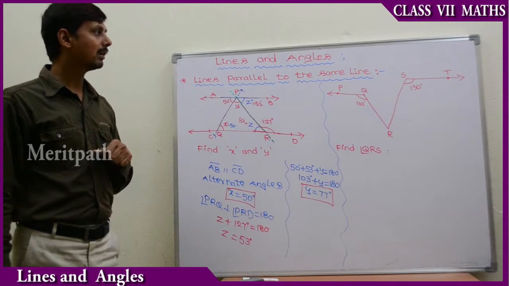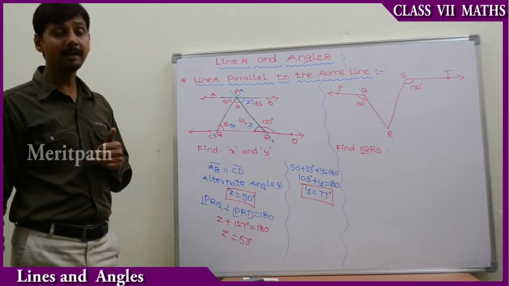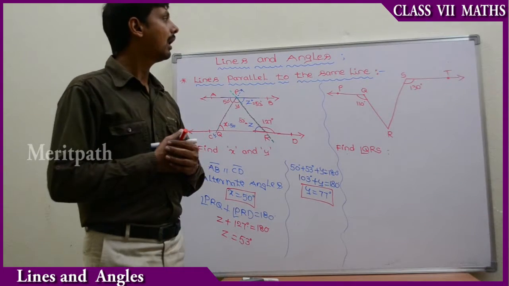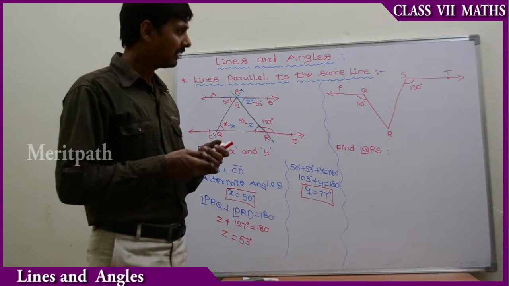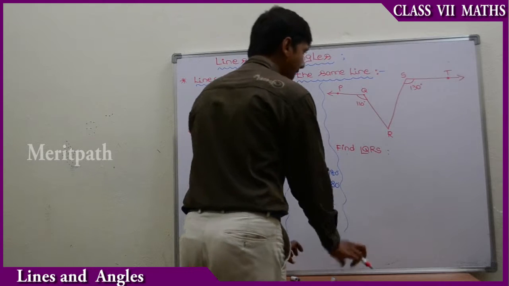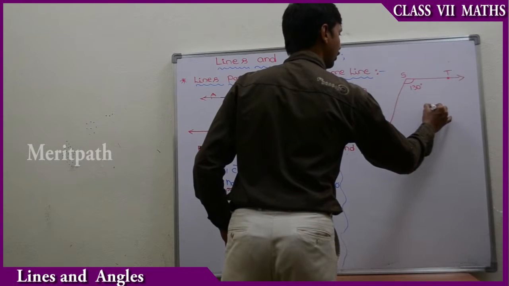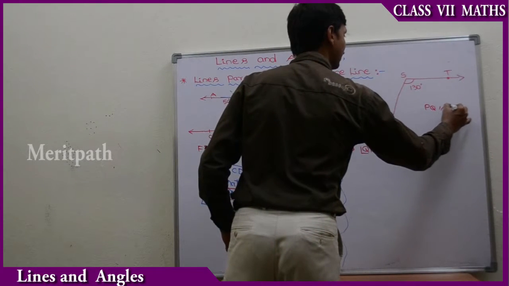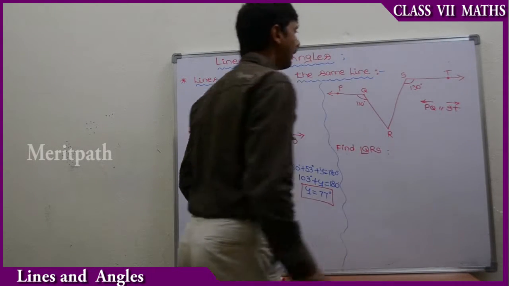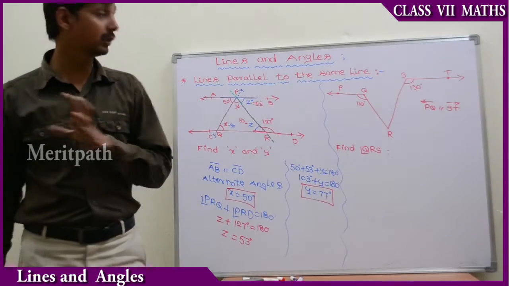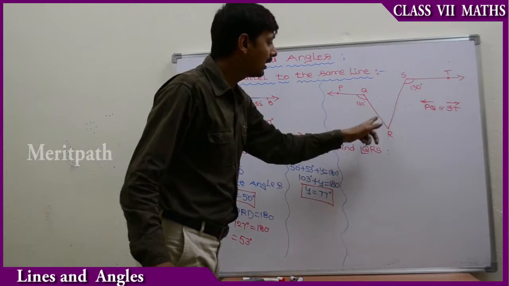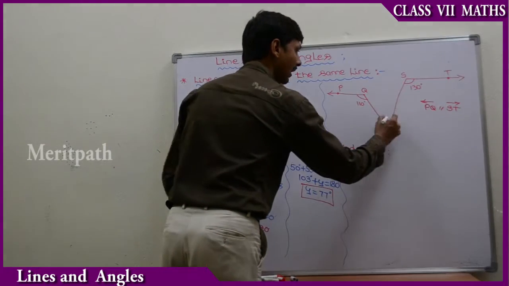Same concept: lines parallel to the same line. If you observe this picture, PQ is a line. It's given that PQ is a line parallel to ST. PQ and ST are parallel to each other. So we need to find out angle QRS. And what is the angle formed here? We need to find out.